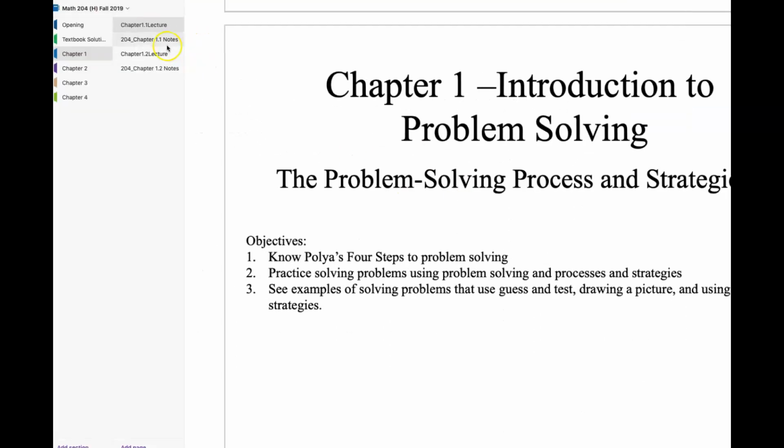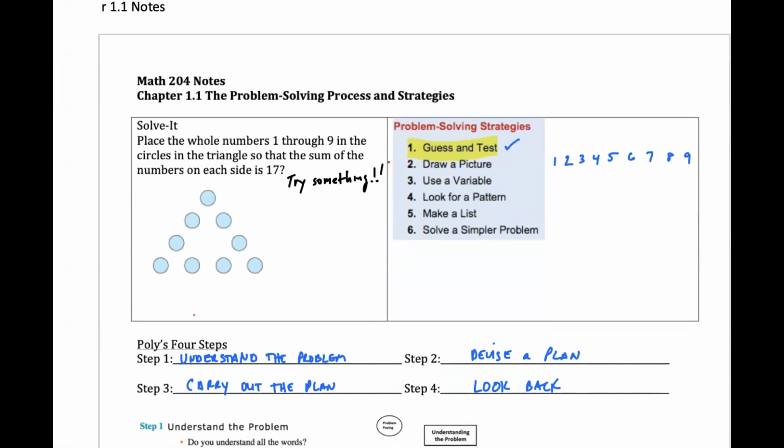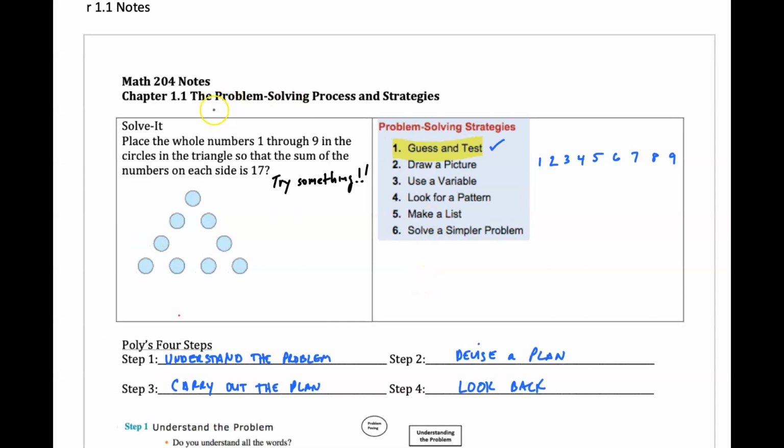To begin, looking at that first problem, here you're being asked to insert the numbers from 1 through 9 into this triangle so that each side sums up to 17. And one of the first things we're going to learn about problem solving is to not be afraid to try something, to go ahead and plug numbers in. That first method is called guess and test. Guess and test, put some numbers in there. You can take a few minutes to do that before I provide you the solution.